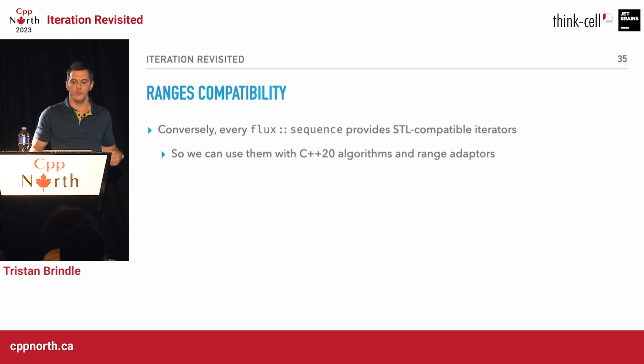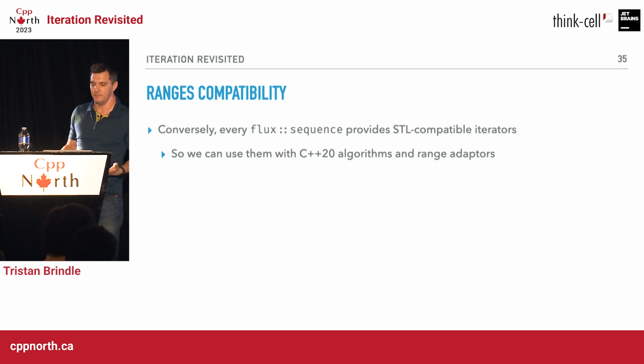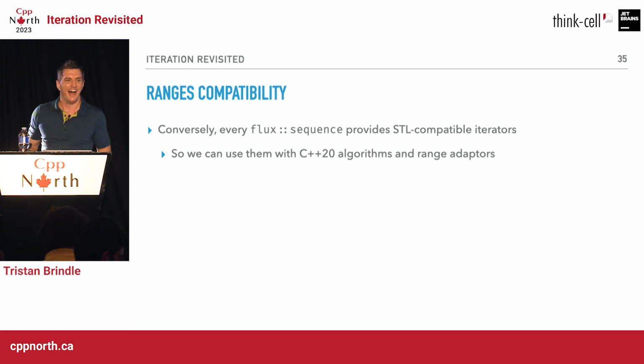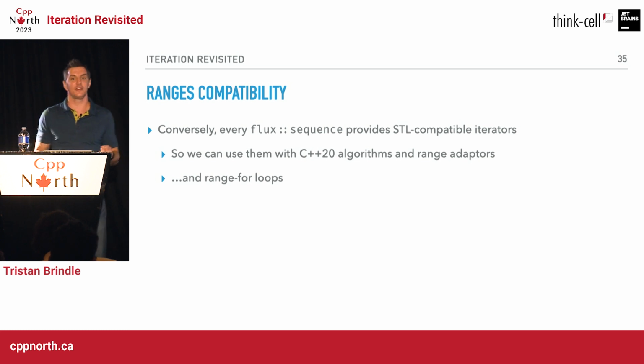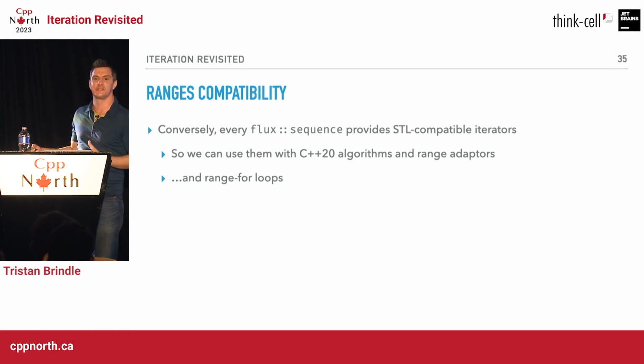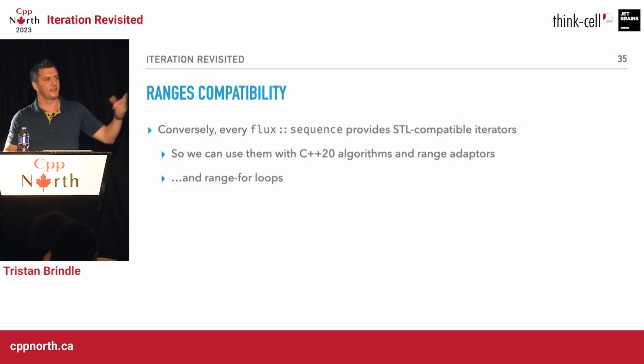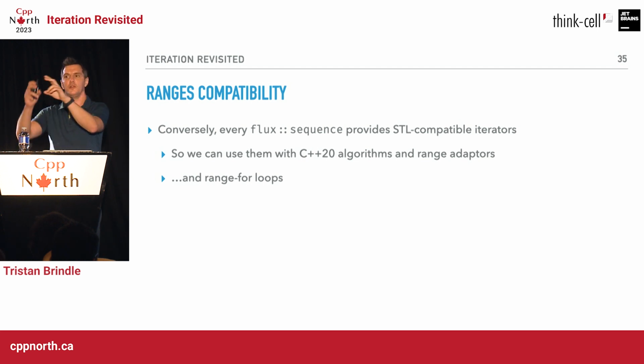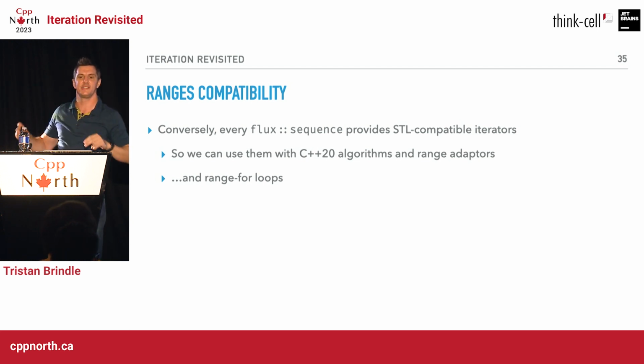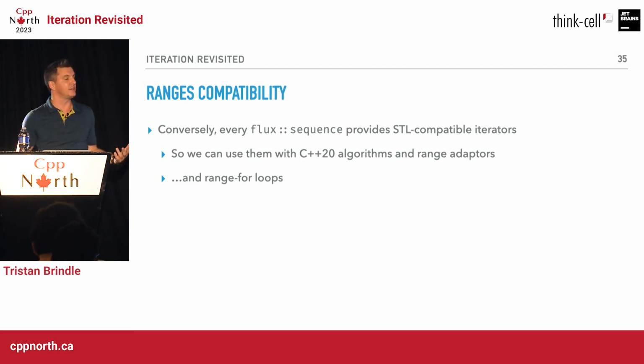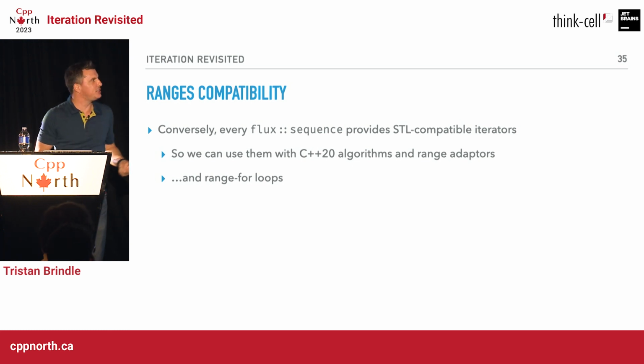So we can use them with C++20 algorithms, C++20 range adapters if you want to, for some reason. And in particular, we can use Flux sequences with range for loops, right? So you can just do for int i colon my Flux sequence, and it's just going to work, right? So how do we achieve this?